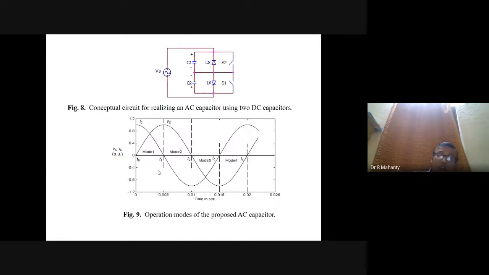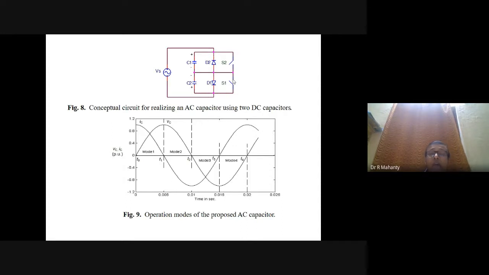For that, I have proposed a circuit here. You look at this circuit first. In this circuit, you can see that there are two DC capacitors, C1 and C2, two diodes, D1 and D2, and two switches, S1 and S2. These switches can be IGBTs or power MOSFETs.